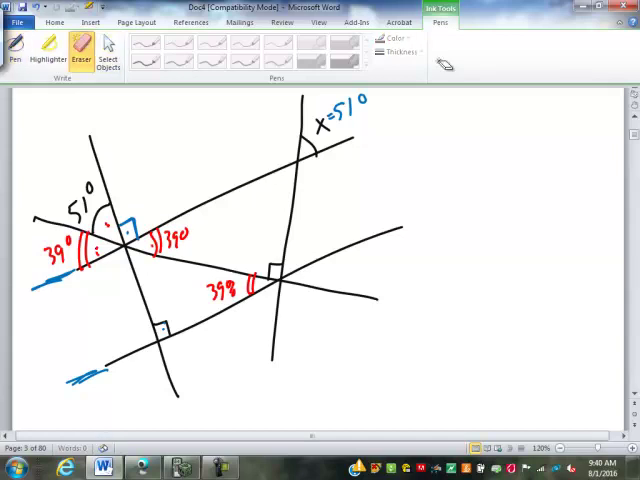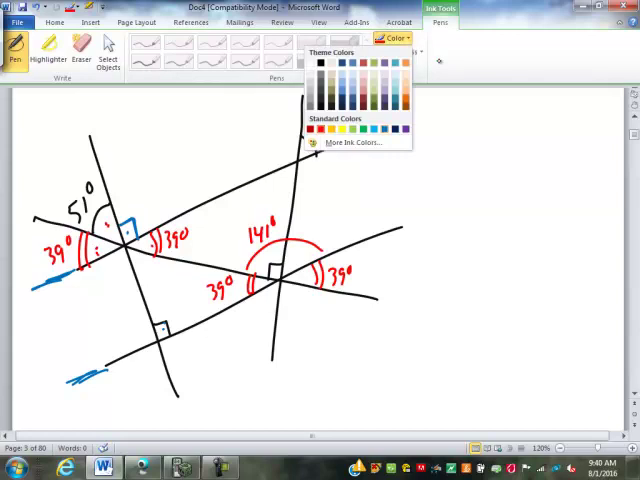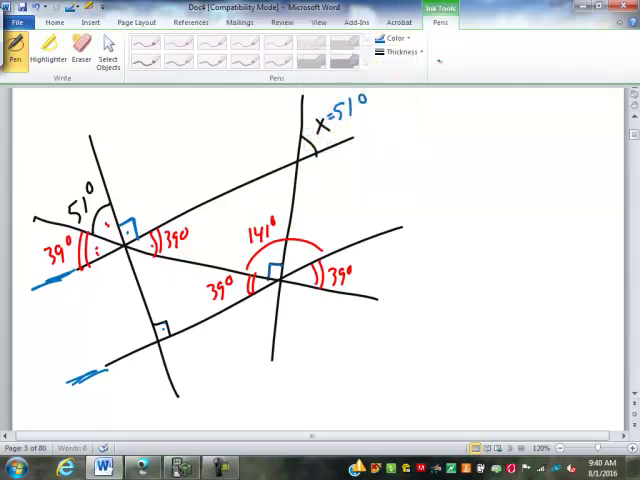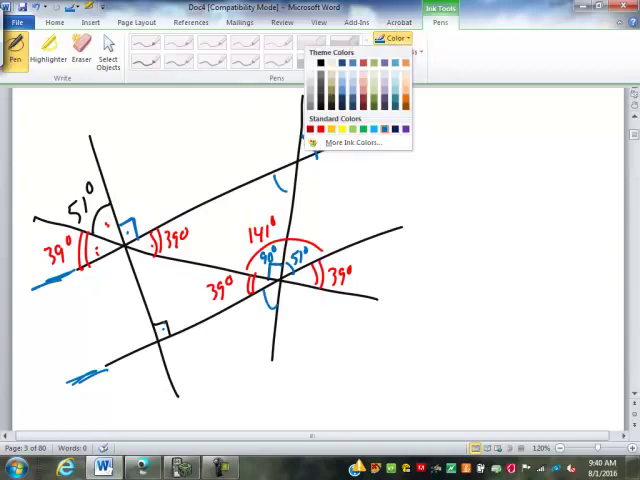This one must be 39 degrees, which would make this one 141 degrees. Since this is 90, we subtract to get that this is 51 degrees here, making that one 51 degrees. And of course this one and this one as well. Not so bad.